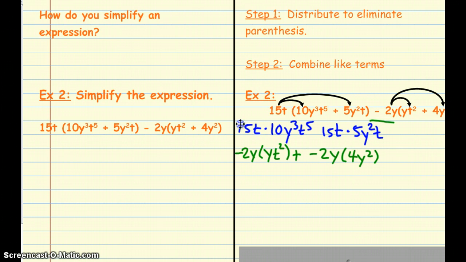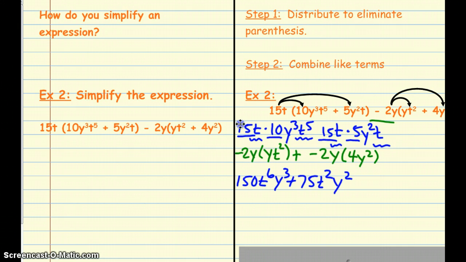So I'm going to do the blue ones first, just like we did the problem before. We've got 15 times 10, which is 150. And we have t and t to the fifth. So we have t to the 6th, and there's no other y's, so we have y to the third. And we have a positive 15 and a positive 5, so that's a positive 75. And then they each have t, so t squared, y squared.